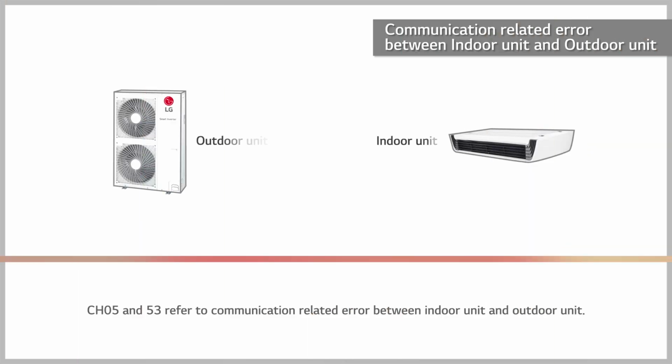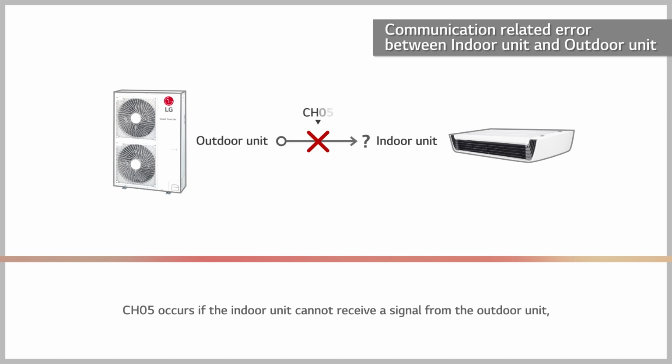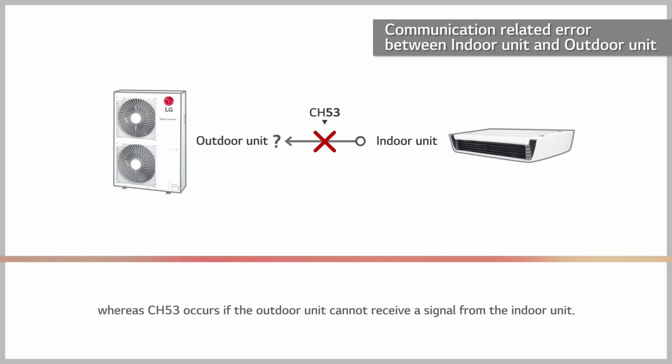Let's review. Channels 5 and 53 refer to communication errors between the indoor and outdoor units. Channel 5 occurs if the indoor unit cannot receive a signal from the outdoor unit, whereas channel 53 occurs if the outdoor unit cannot receive a signal from the indoor unit.